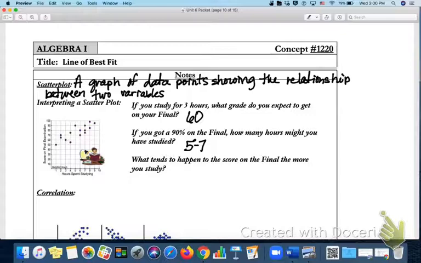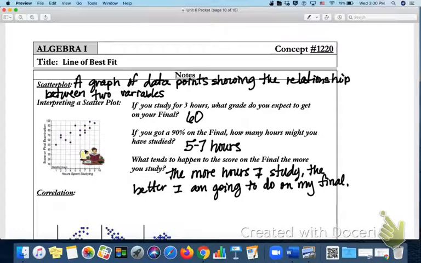The last question asks you what tends to happen to the score on the final the more that you study. Well, this shows that it's going up. So there must be some type of positive relationship between these two variables. So it looks like if I study more, I'm going to get a better grade on my final.